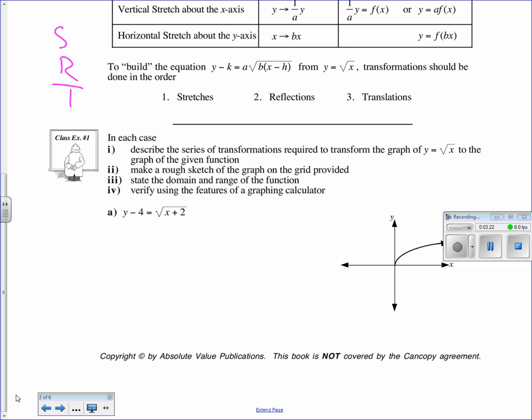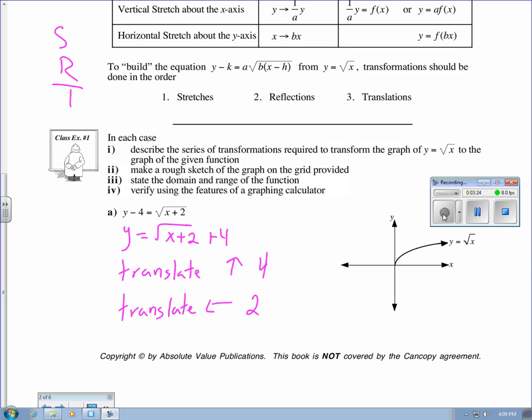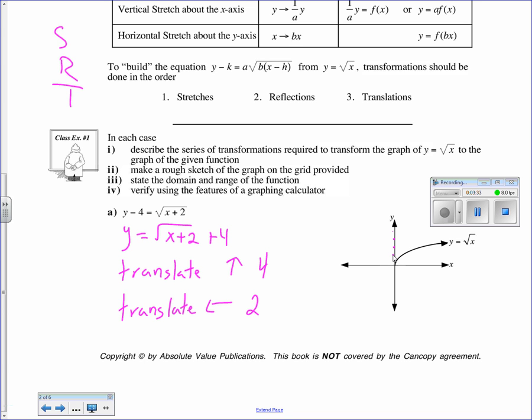Take a look at this one. So I have a graph that has to move 4 units up. So tick off 1, 2, 3, 4, and 2 units over. And I get that same basic shape heading off.